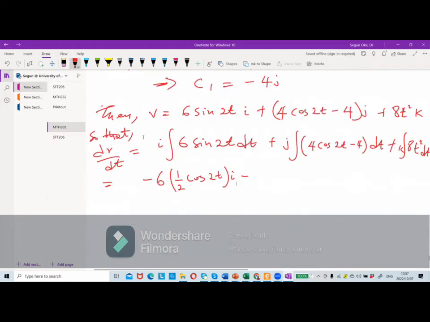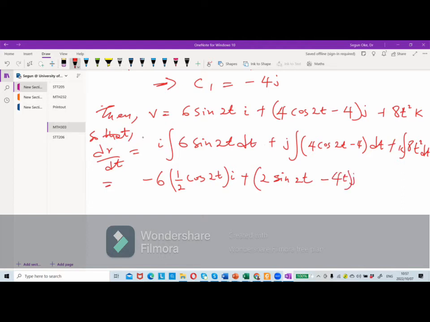Then let's integrate this one out one after the other. When you integrate cos 2t again, what do you have? Sin 2t, we have 1 over 2. Are we together now? Yes, sir. So you have 2 sin 2t.